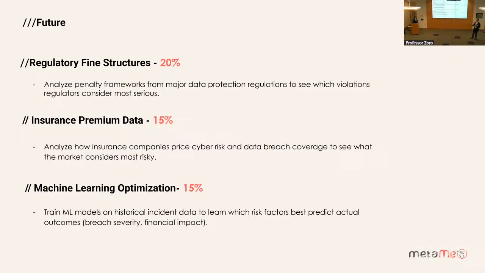It would also capture the essence of what the regulatory bodies think. Then there's the insurance premium data, which captures the essence of how markets think the risk should be priced. And then machine learning optimization, which is putting all this information into an AI to see what score it would assign, and then combining all the 5 categories at the end to see how it works out.